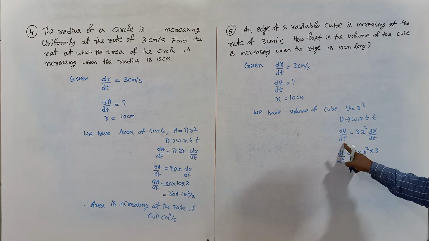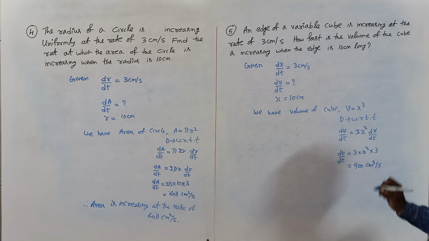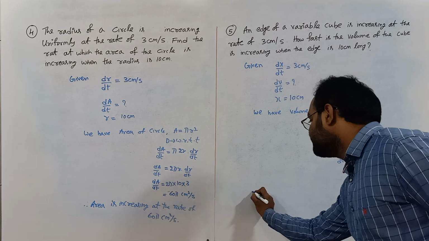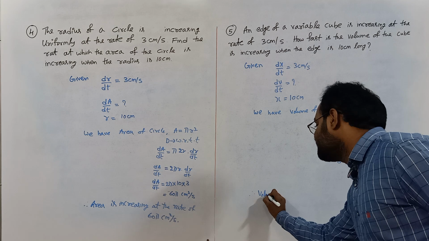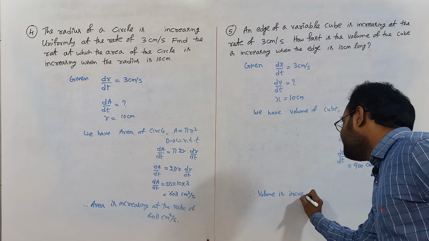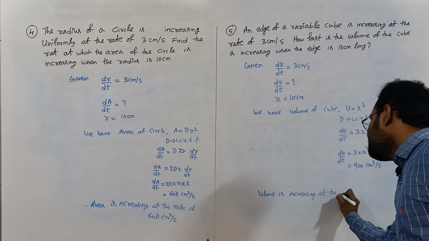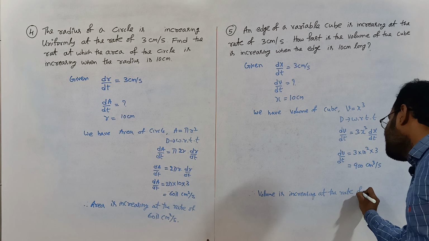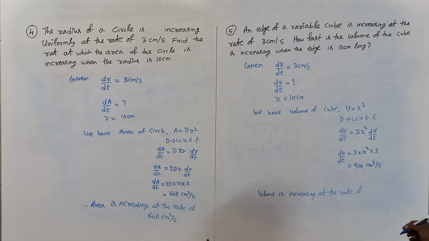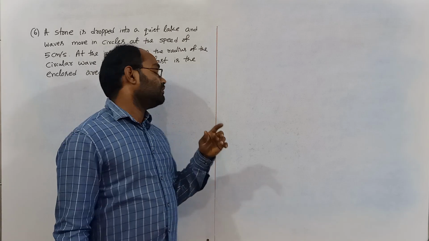What is the unit? Volume is in terms of centimeter cube, time is in terms of second. So what is the conclusion? Therefore volume is increasing at the rate of 900 centimeter cube per second. That is the conclusion. Next one.